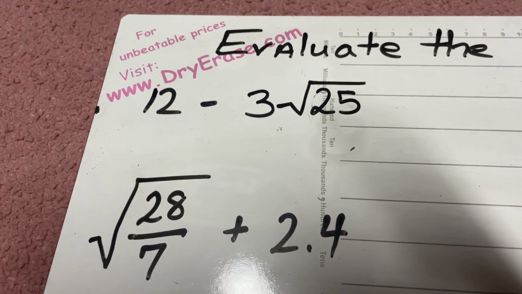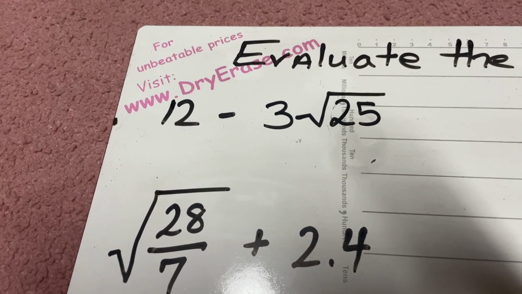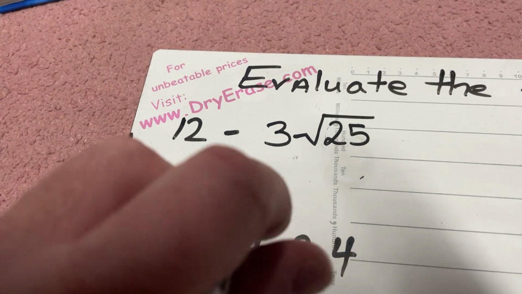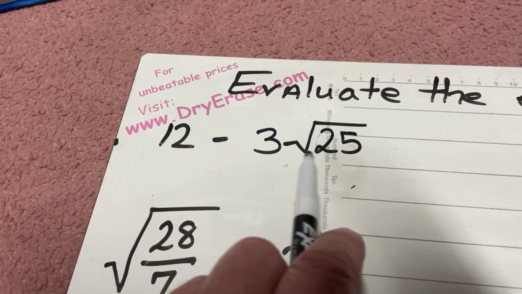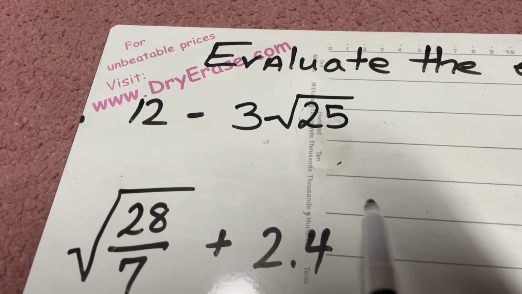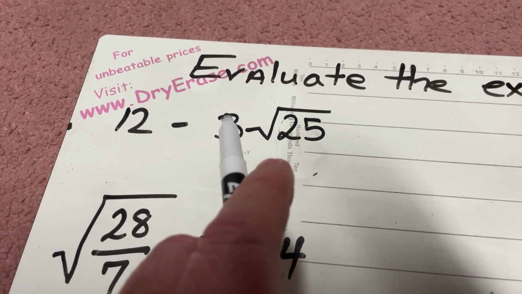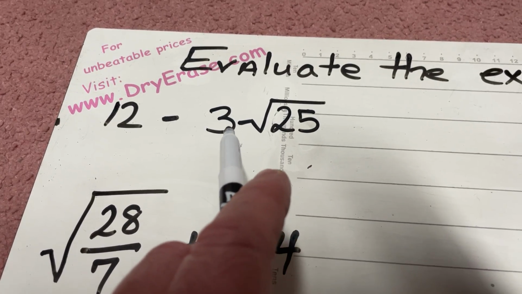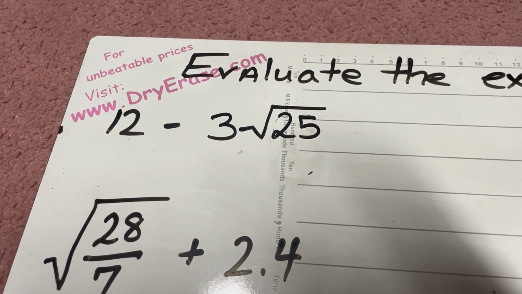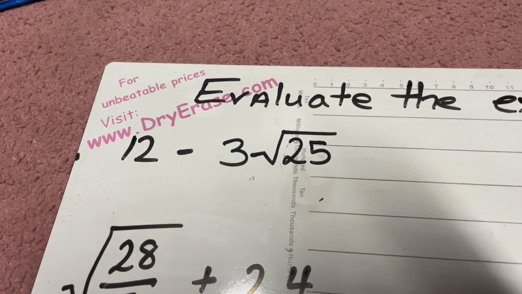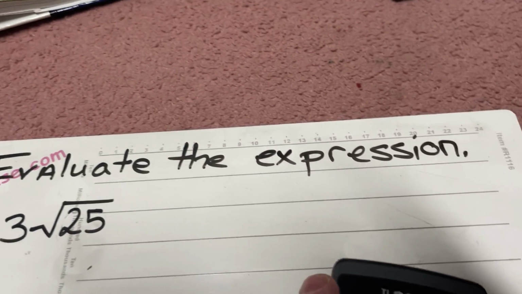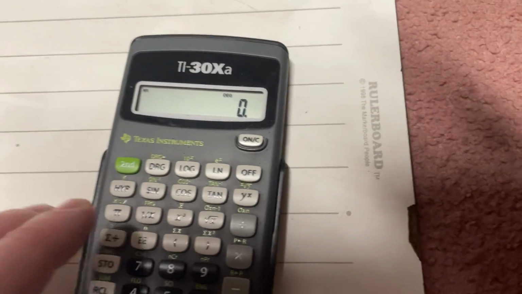In this first example, we have 12 minus 3 times the square root of 25. When we have this 3 next to the square root of 25, that means multiplication. It's the same idea as a number right next to a variable or a number right next to parentheses. A number right next to a square root means multiplication. So we want to continue to practice with our square root button.